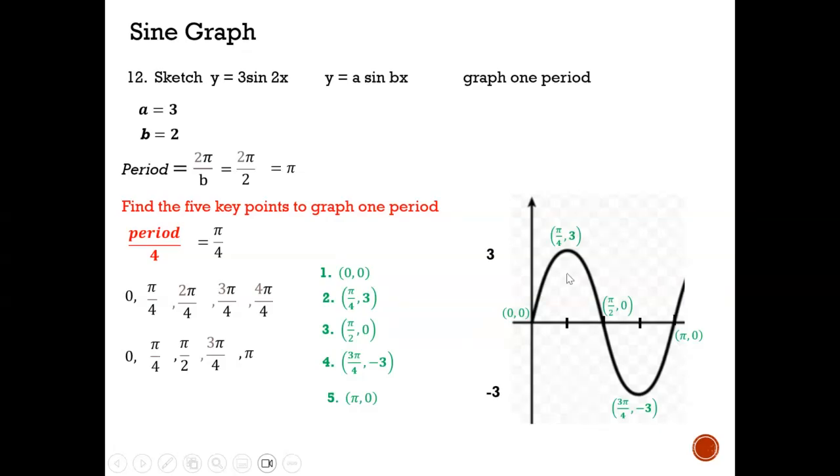But most of the time, they want you to graph 2 periods. If you graph 2 periods, it's going to come down here. It's going to go down like that in the same motion. Okay, now, let's go to number 13.